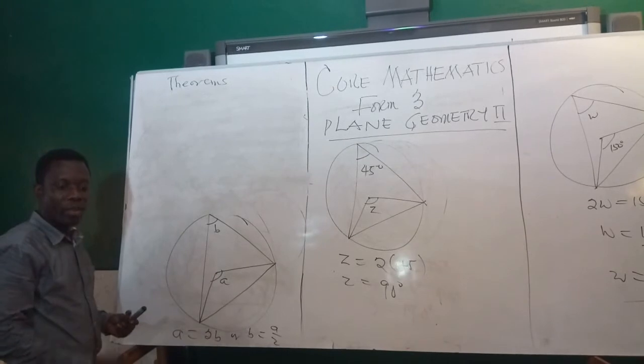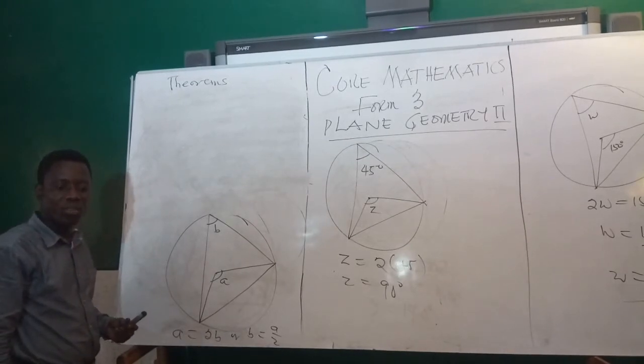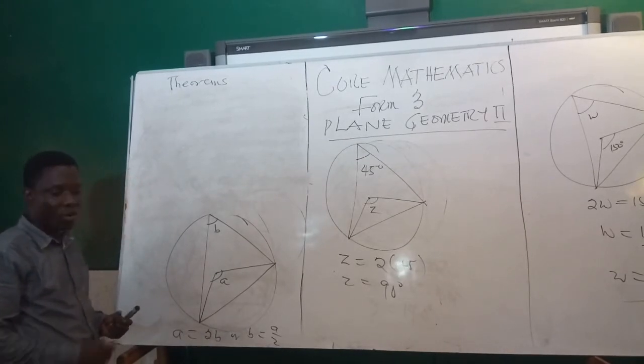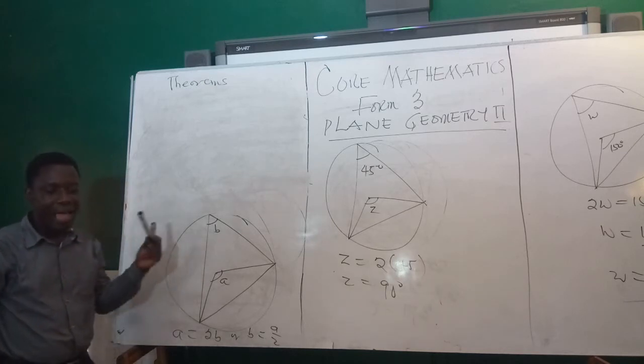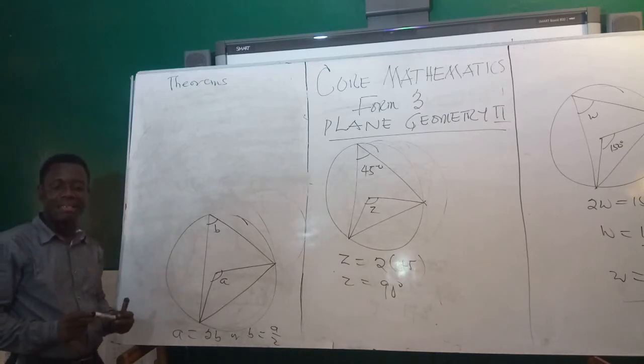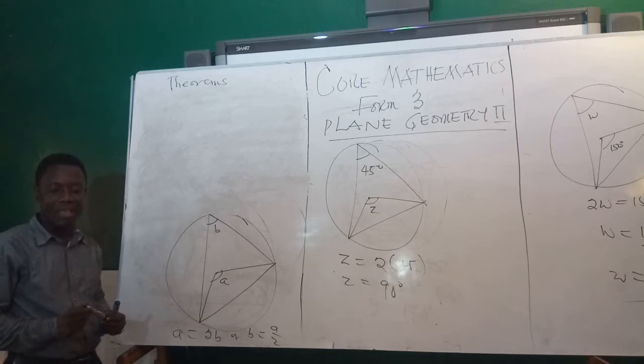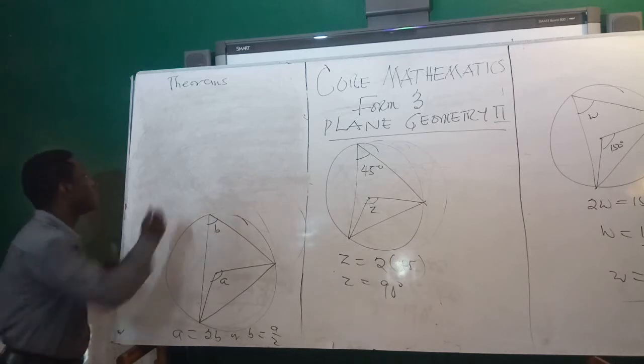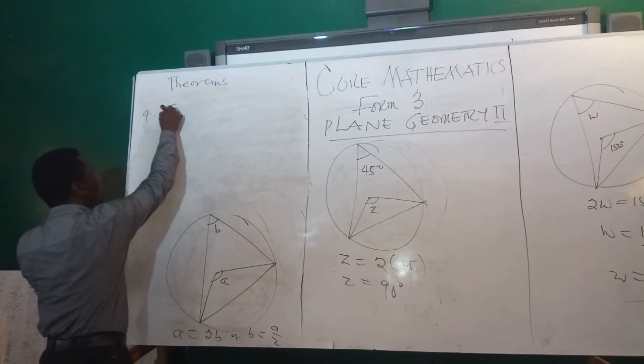Quickly, okay, so we go to the fourth theorem. Now, what does the fourth theorem say? The fourth theorem says that the angle the diameter of a circle subtends at the circumference in any of the segments is 90 degrees.